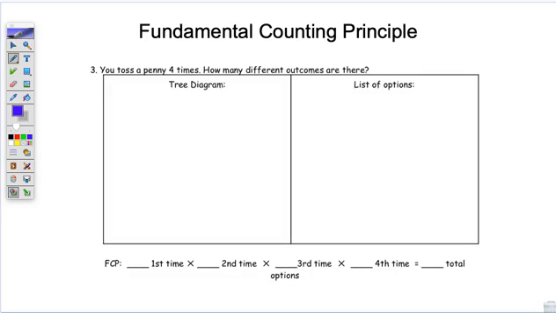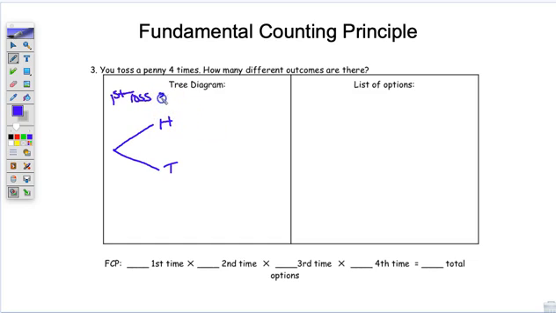One last example, you toss a penny 4 times. How many different outcomes are there? Okay, well, tossing a coin, for our very first toss, we only have 2 options. It has a head and a tail. So that is our first toss.